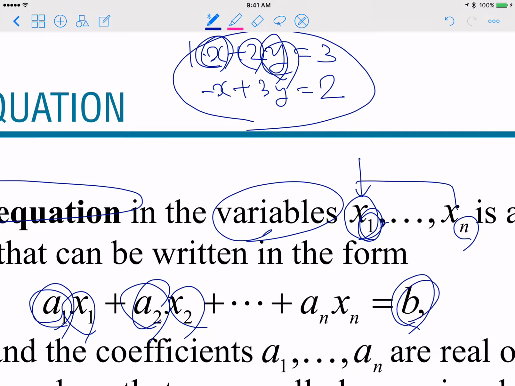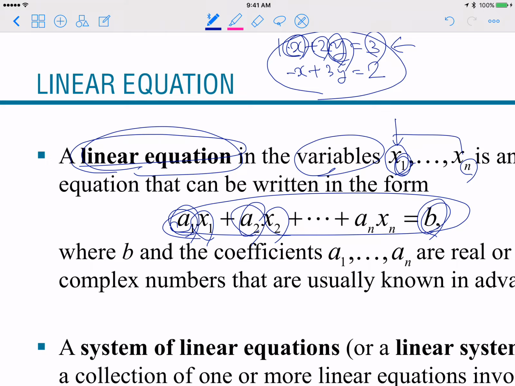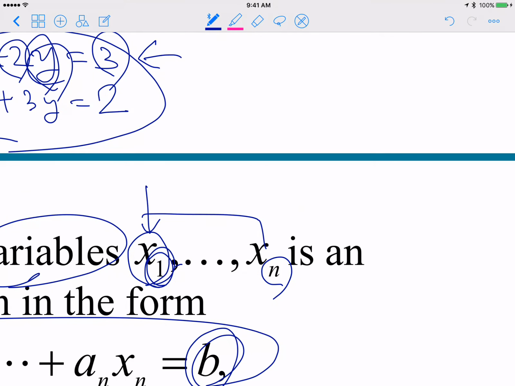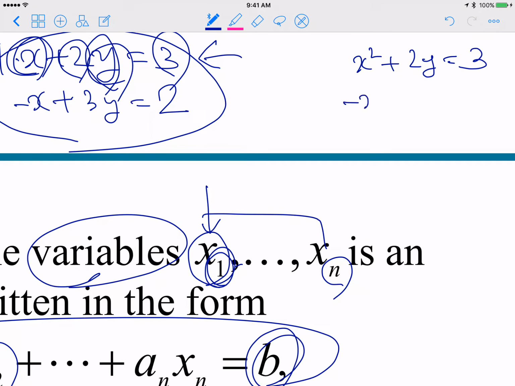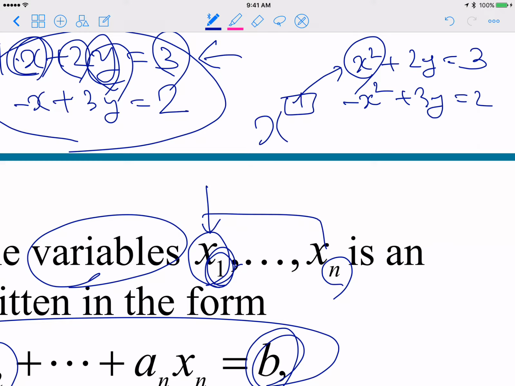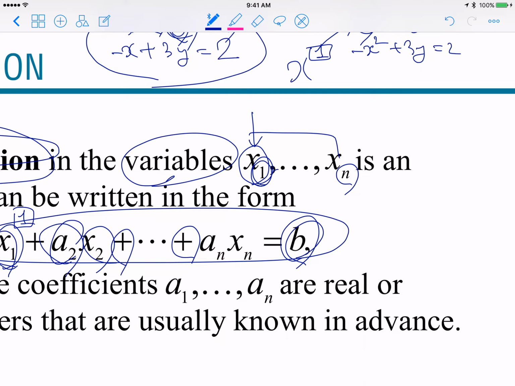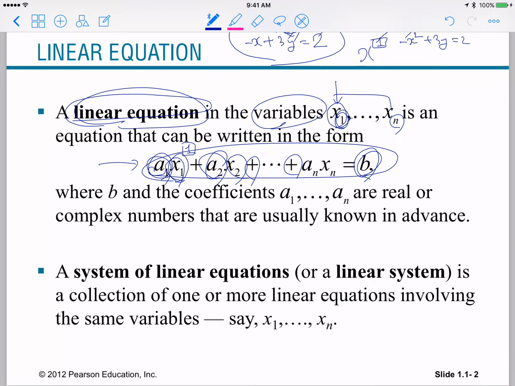So all those which are not linear, in that case we do not call that a linear equation. It really has to involve only the variables to the power of 1. An example of a nonlinear equation is x squared plus 2y is 3, and minus x squared plus 3y equals 2. It definitely involves x squared, which is not linear, right? So linear means the variable to the power of 1 all the time, and their combinations with addition or subtraction. That is the meaning of a linear equation.